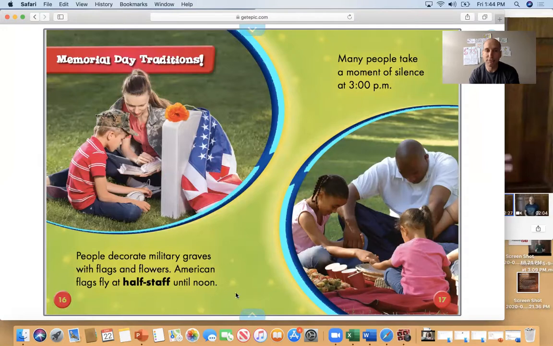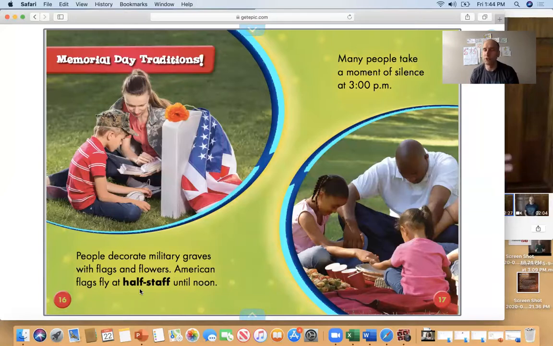Now, half-staff, boys and girls, I look at this word, half. What that means is when they fly a flag at half-staff, it goes halfway up the flagpole. So if this is my flagpole, it's going to stop at halfway up. And they will do that. And you'll see if you come to Eastview sometimes our flag will be at half-staff.